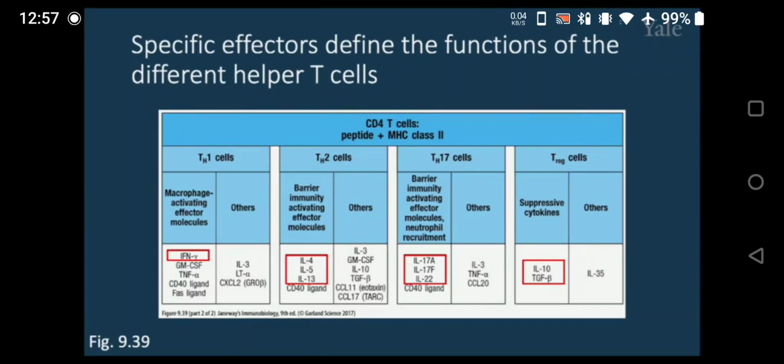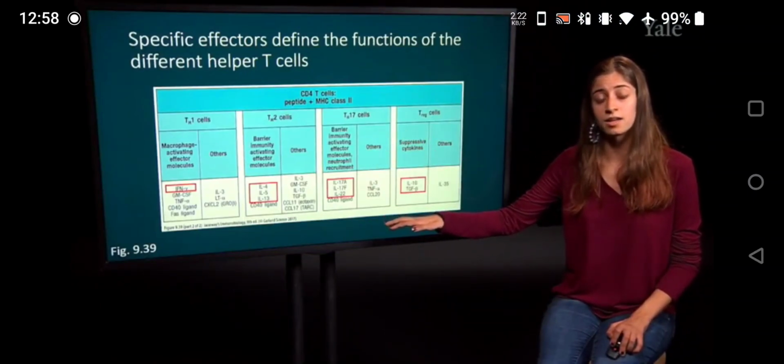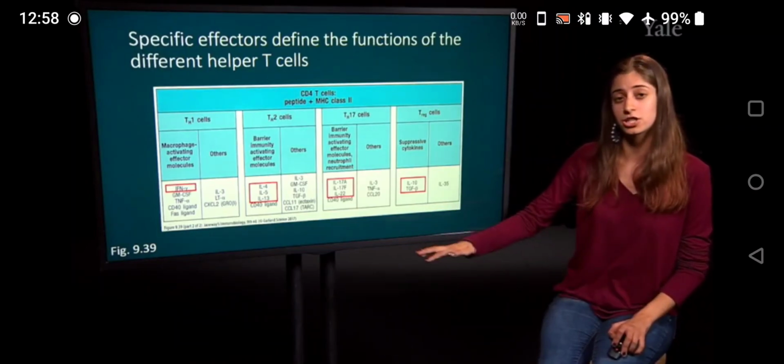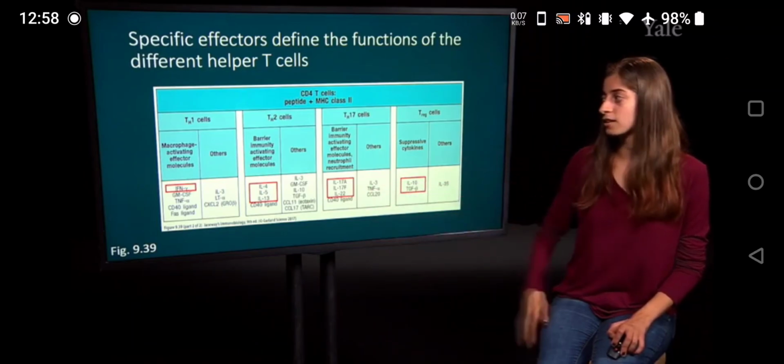And then additionally, the Th2 can also secrete IL-3, GM-CSF, IL-10, which is anti-inflammatory, TGF-beta, CCL11, and CCL17, both of which are chemokines. Again, even though all of these cytokines are secreted by the Th2 cell, in the field, we typically identify Th2 cells by their secretion of IL-4, IL-5, and IL-13.